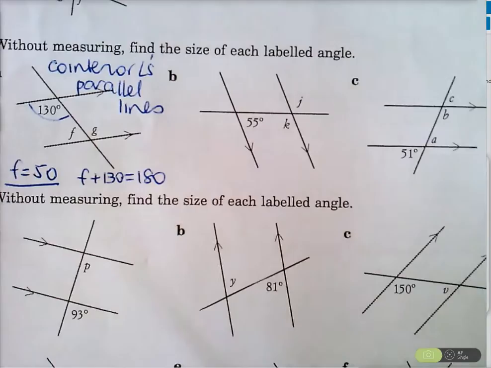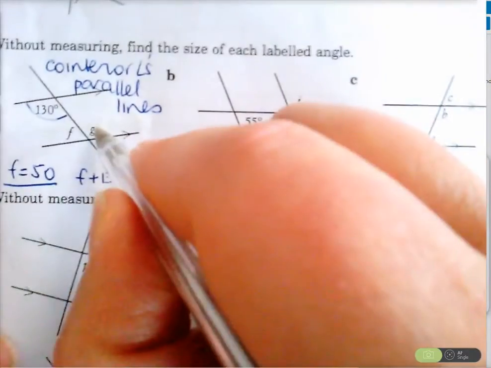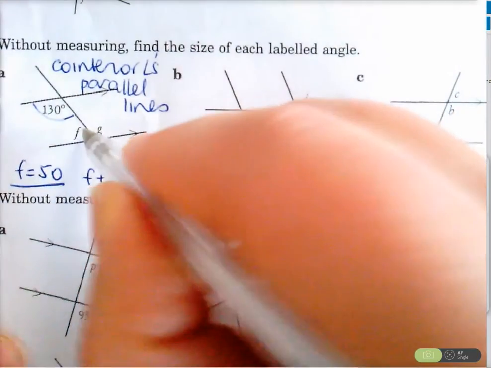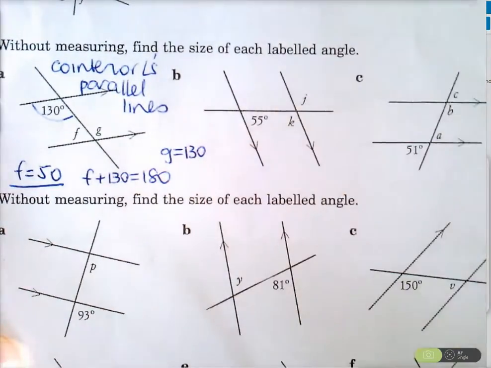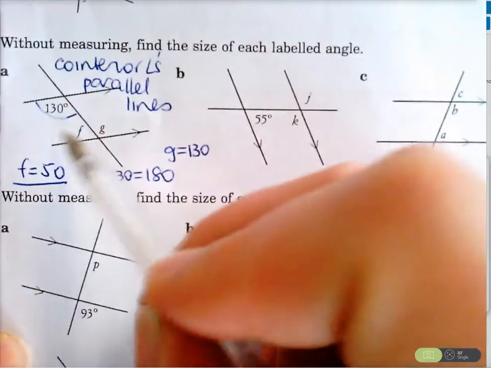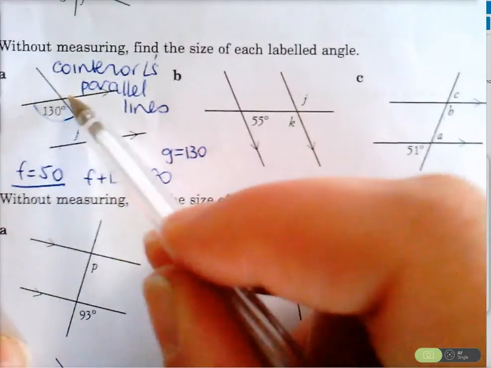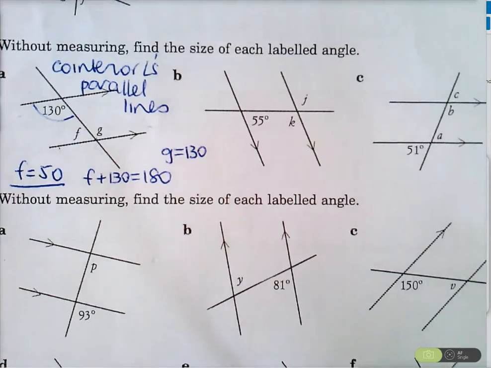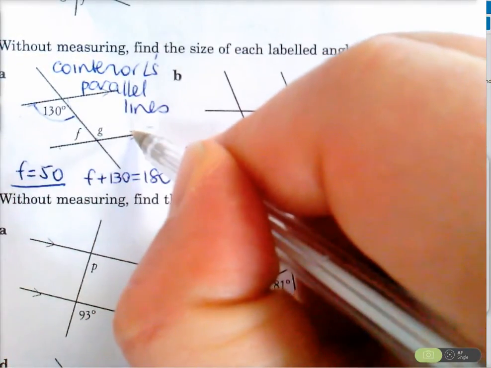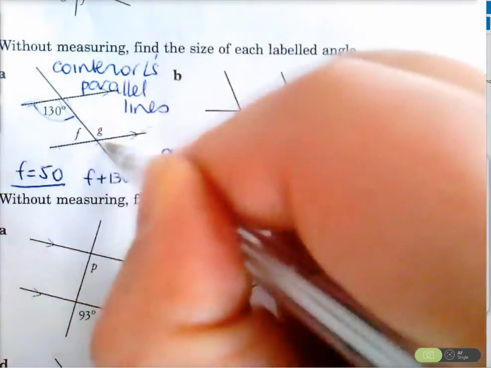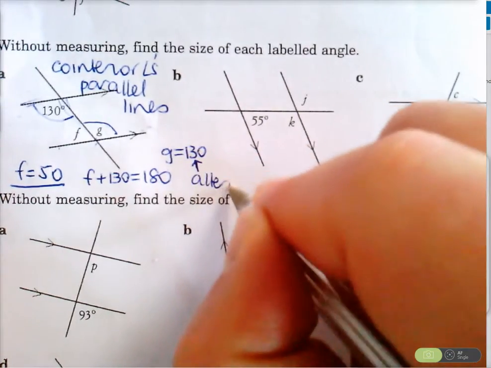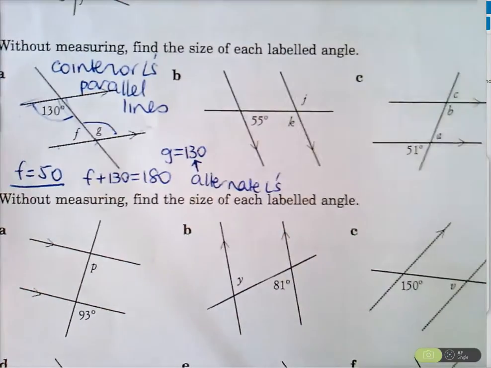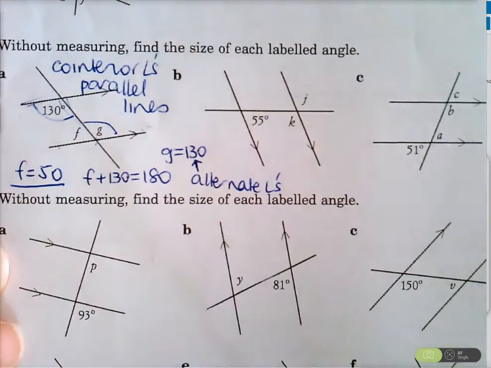The next one. What about G, girls? What's G? 130. Yeah, G is 130, and the reason for that? You can say straight line, or you could have done vertically opposite, girls. You could have done alternate with the other 130. Do you see that? The Z, remember Z angles? G is 130, that could have also been alternate angles as well. Parallel lines, you must say parallel lines. What about K?